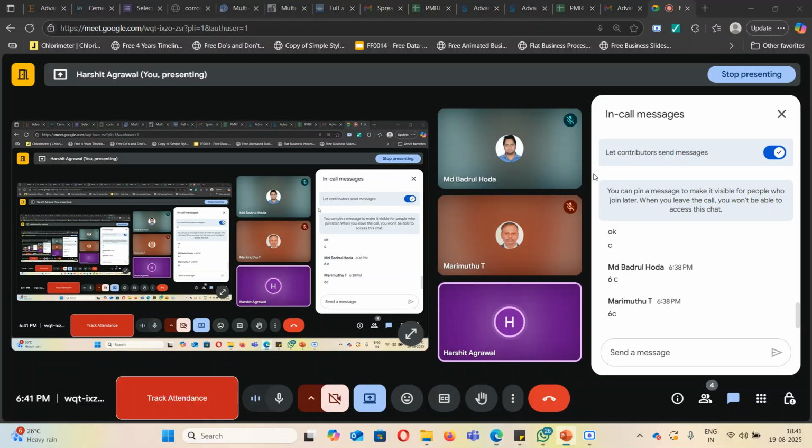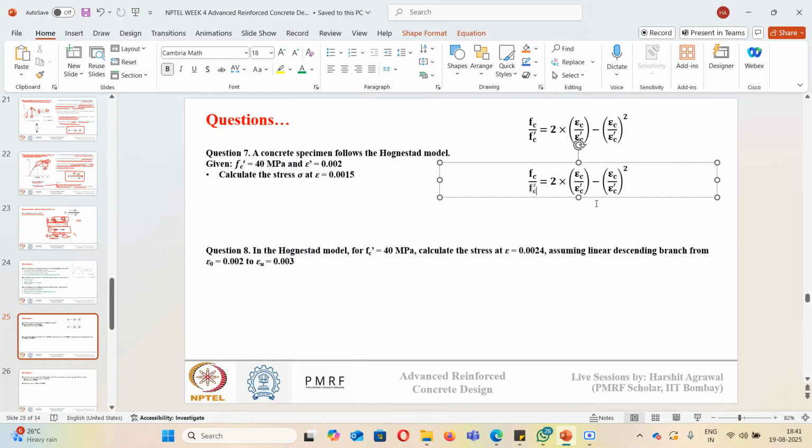I will just show you here how this calculation is done. So in this equation, we know fc dash. So fc dash is 40 MPa. Epsilon c is given to us as 0.0015. Epsilon c dash is given to us as 0.002. So when you solve this equation, you will get fc equal to 37.5 MPa.